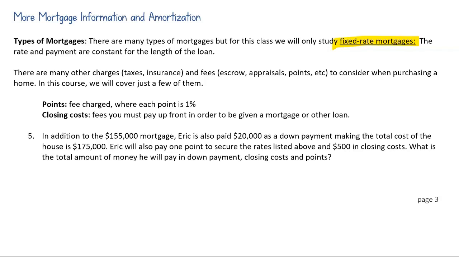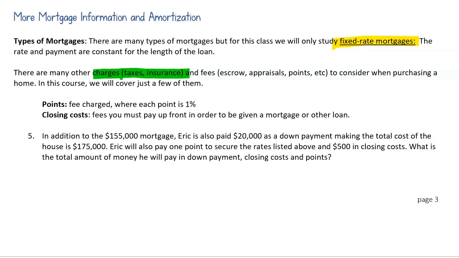Additionally, when a person gets a mortgage, there are other types of monthly charges. That includes taxes, insurance, PMI. You could also have HOA fees and other additional monthly charges. In addition, when you purchase a home, when you take ownership of it and sign the documents, there are additional fees. And those will include things like escrow, appraisal, points, etc.